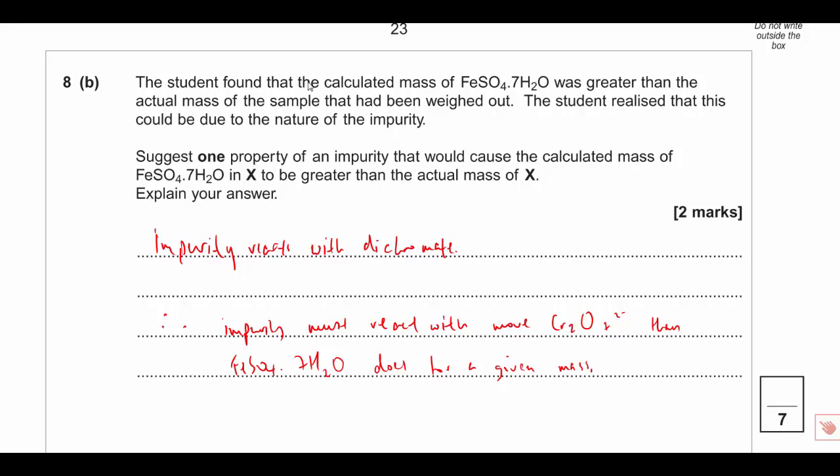Anyway, that is the CHEM5. That's the June 14 paper. Not an overly easy paper. The CHEM5 is a bit of a tricky one, but as always, I hope that has been of some help.